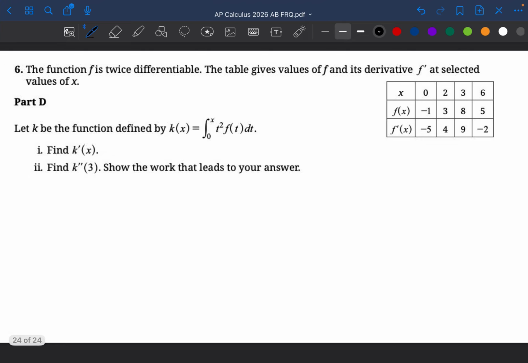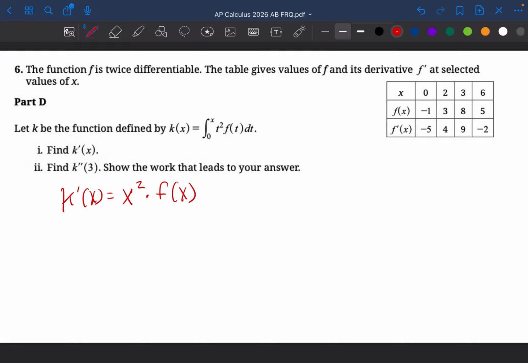Part D. Let k be the function defined by k of x equals the integral from 0 to x of t squared times f of t dt. So for part 1, find k prime. So this is the second fundamental theorem of calculus. So when we take the derivative, we substitute this in place of t, but then we also multiply by the derivative. Now thankfully this is just x. So k prime of x is equal to x squared times f of x.